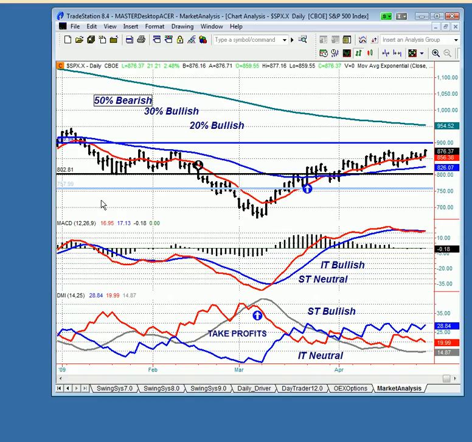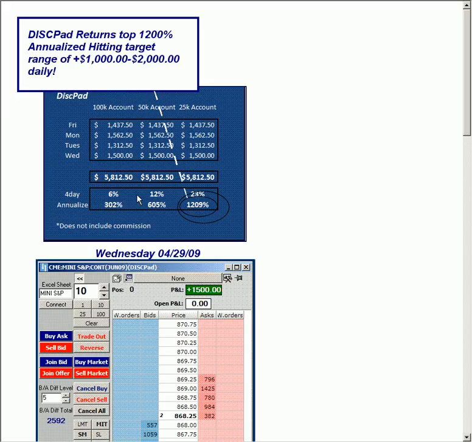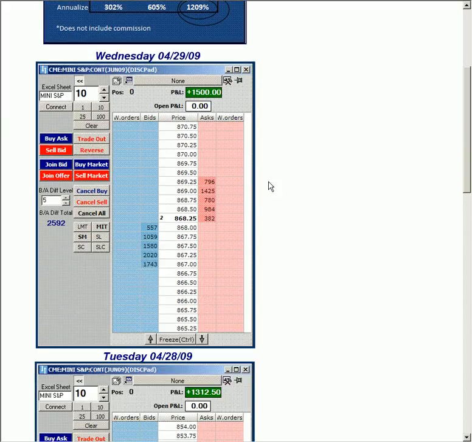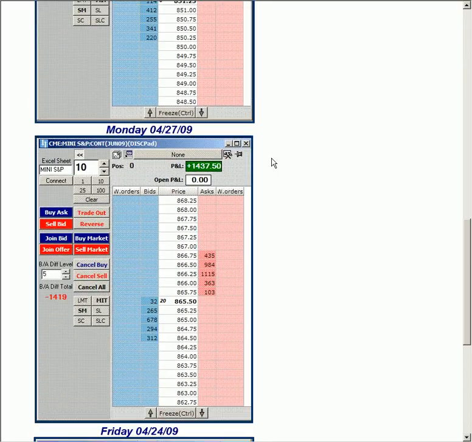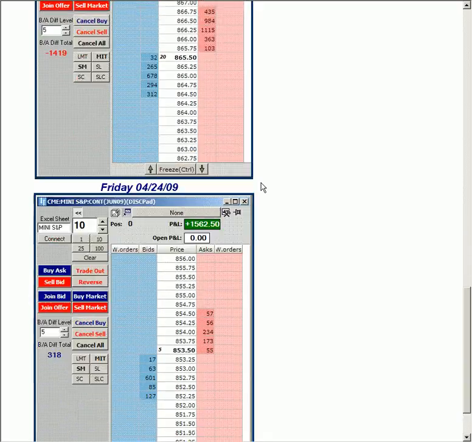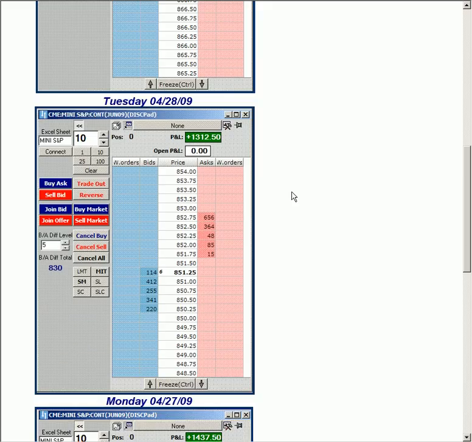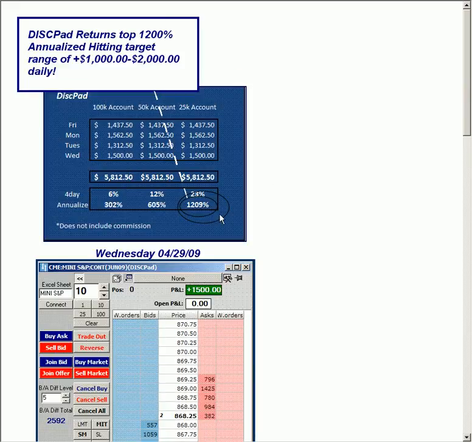There's the daily. We're going to go ahead and switch over now. Taking up a lot of time is the case here. There's the DISC pad right there. As you can see, the daily gains up 1,500 today, 1312.50 on Tuesday, 1437.50 on Monday, 1562.50 on last Friday. So what's that on the least amount of capital to get started? 1,200% return on an annualized basis. Very impressive is the case for the DISC pad.